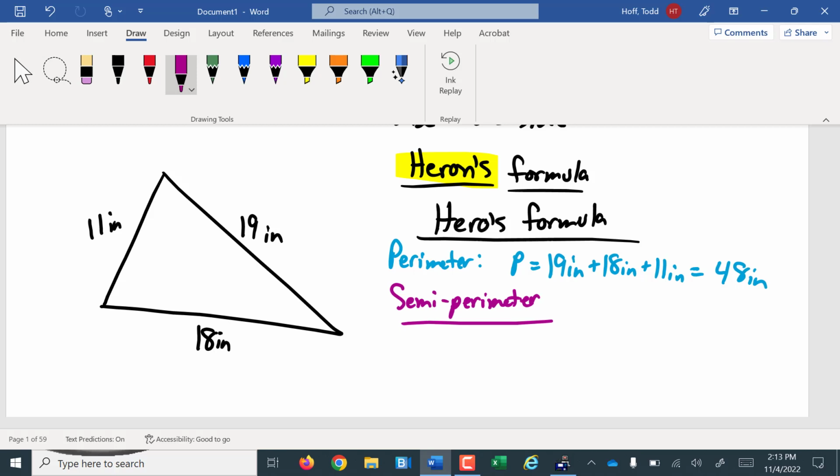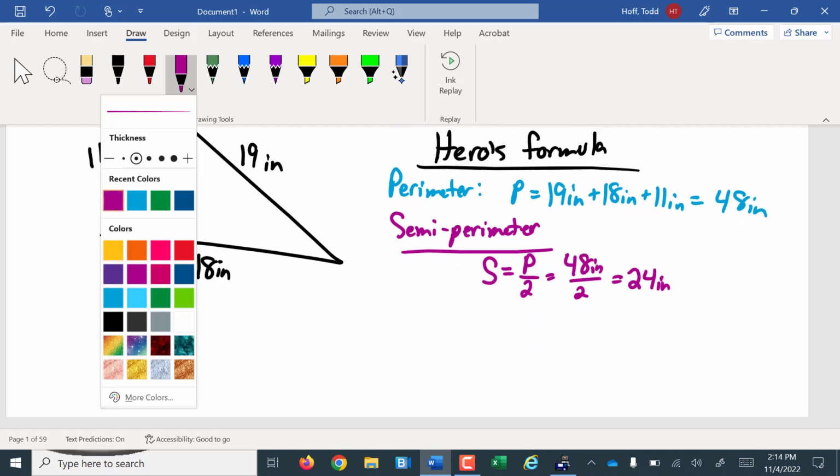The semi-perimeter, abbreviated just S in this case, is the perimeter divided by 2. So 48 inches divided by 2 is going to be 24 inches. And it's that semi-perimeter that the formula for the area is based off of.